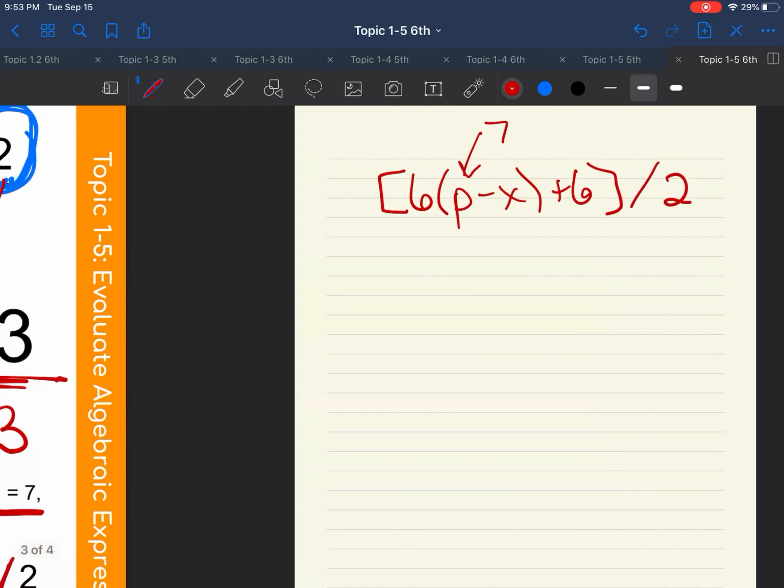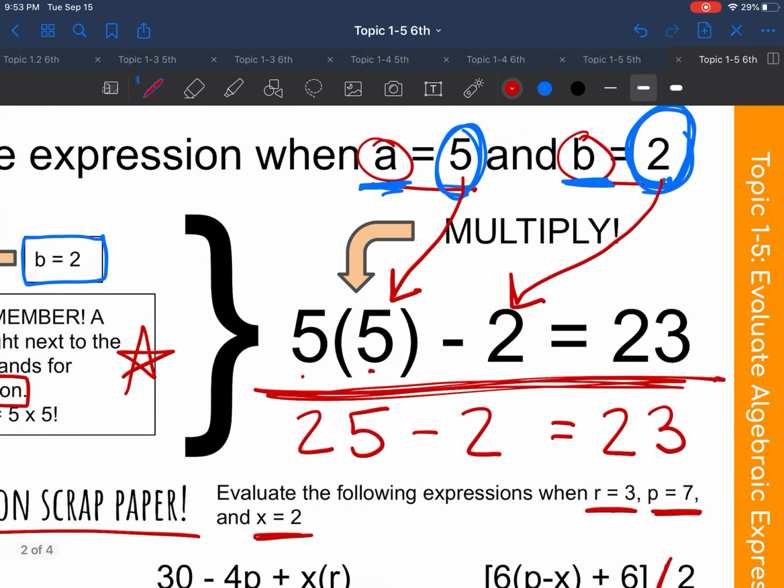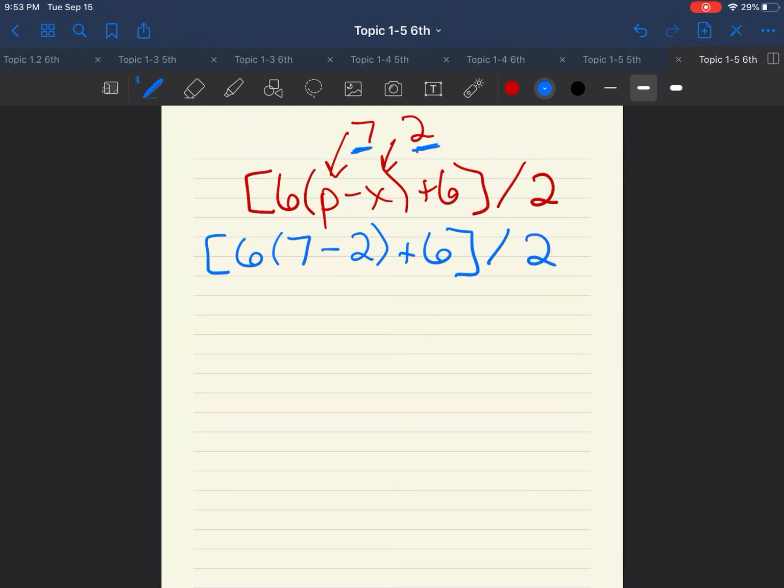Okay, and P is 7, X is 2, and R is not in this expression. So let's solve it. Rewrite the whole problem with that new information for the unknowns. We have 7 minus 2 plus 6 brackets divided by 2.